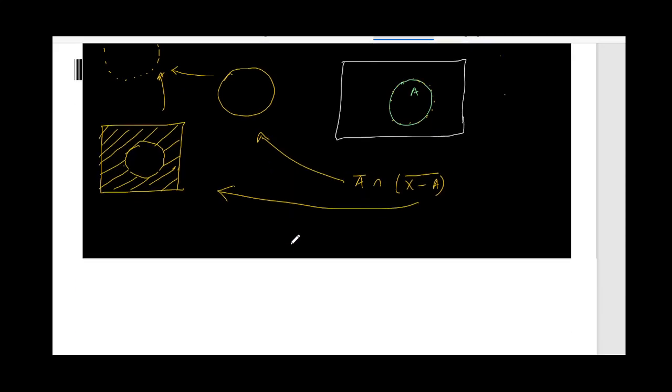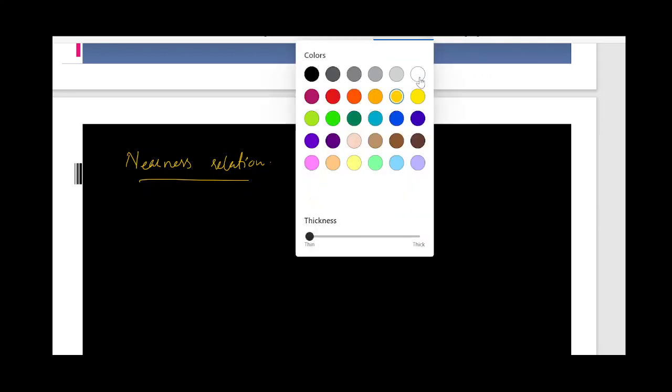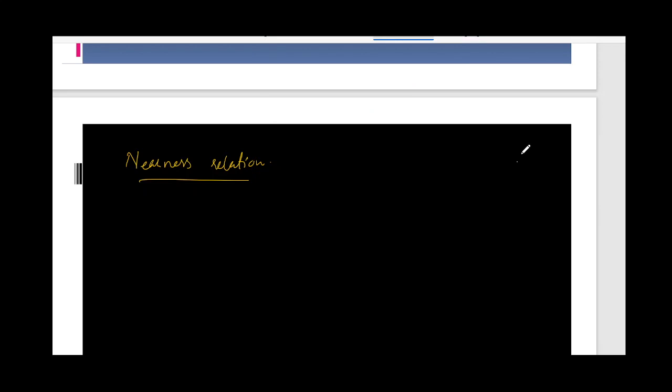Next we are having one more definition: nearness relation. See, this definition is not in your syllabus, but for going to the next concept, we need at least this definition. So, nearness relation.